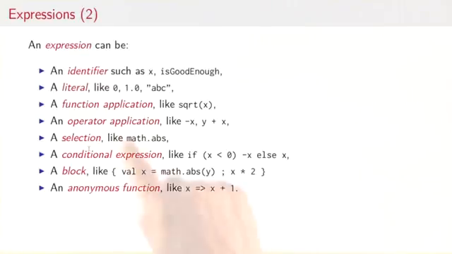So an expression can be an identifier, such as x or isGoodEnough, or it can be a literal, such as 0 or 1.0 or "abc" in quotes, or it can be a function application, such as sqrt(x), or an operator application such as y + x, or a selection. We've seen math.abs that selected the abs method from the math module, or a conditional expression such as if x < 0 -x else x, or it can be a block like the one that you see here in braces, or finally an anonymous function such as x => x + 1.